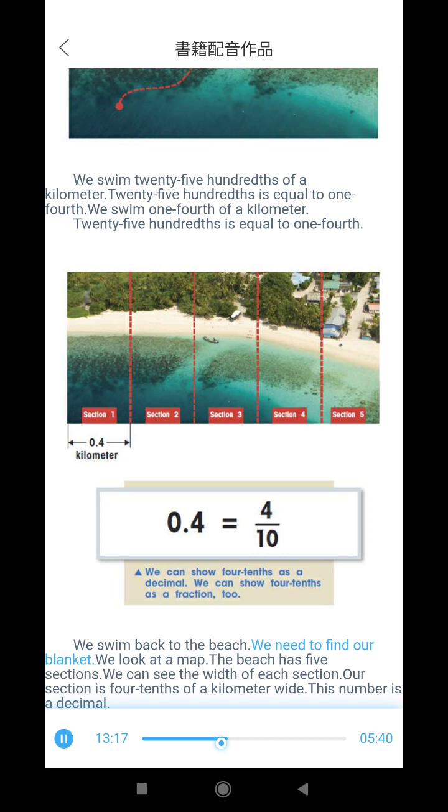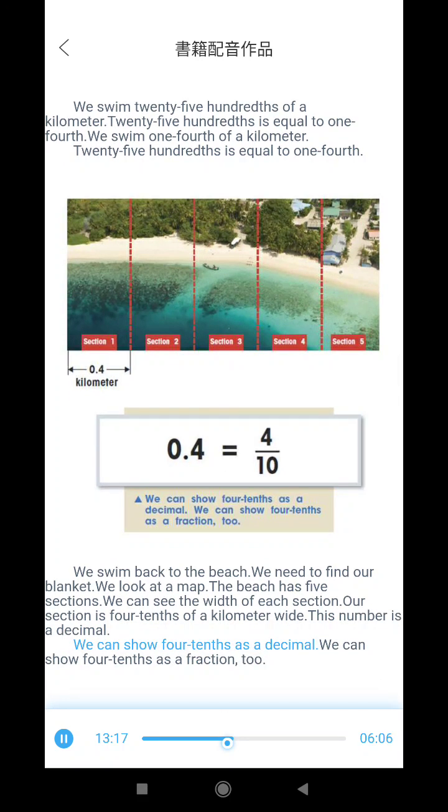We need to find our blanket. We look at the map. The beach has 5 sections. We can see the width of each section. Our section is 4/10 of a kilometer wide. This number is a decimal. We can show 4/10 as a decimal. We can show it as a fraction too.